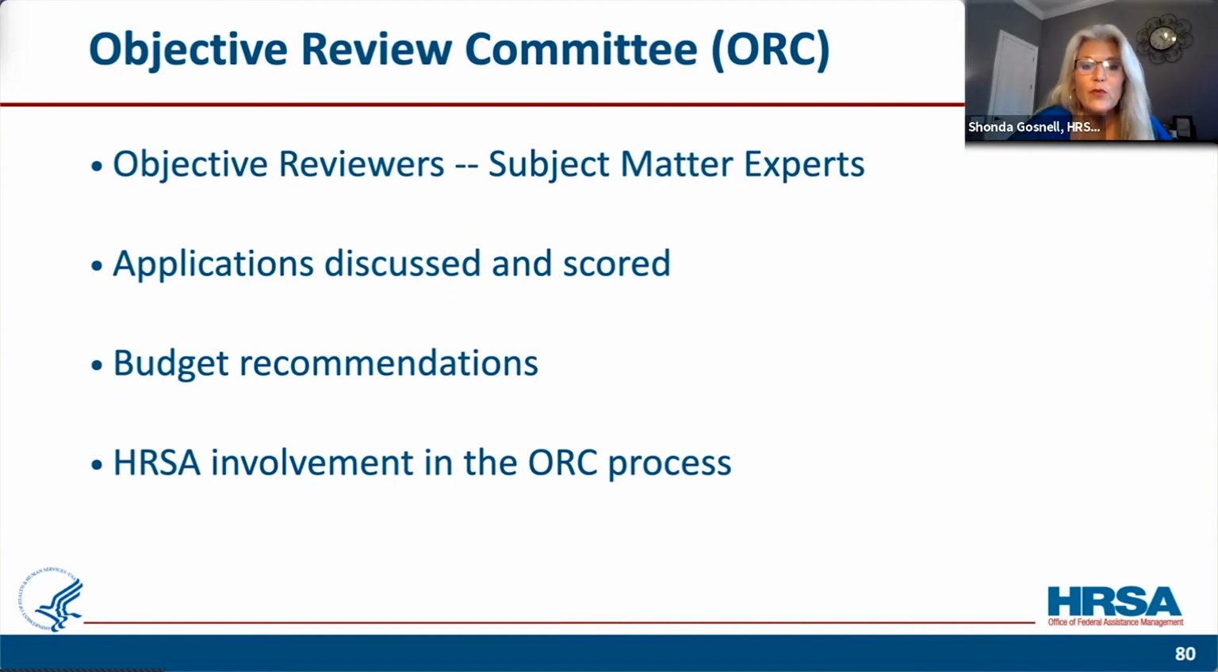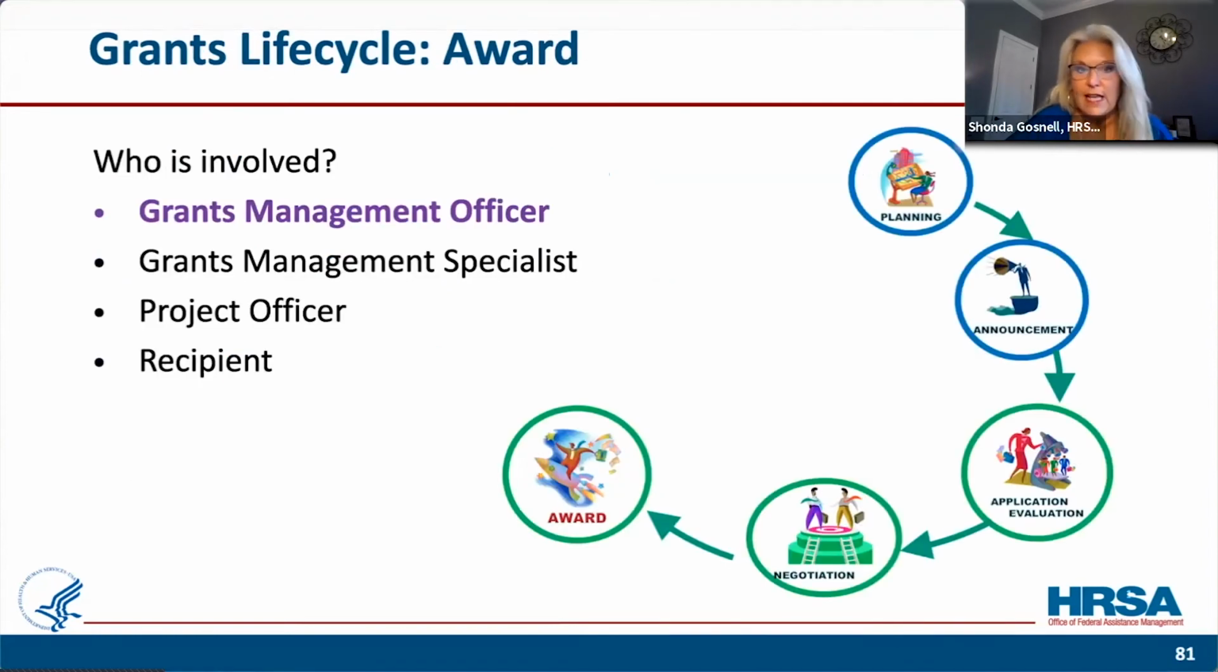During the review, the reviewers' budget recommendations are captured to ensure they are included when awards are made also. So let's move on now to the awards. Now we enter the award phase of our grant cycle, where the program officials review the outcome of the objective review and identify program-specific terms and conditions for the awards.